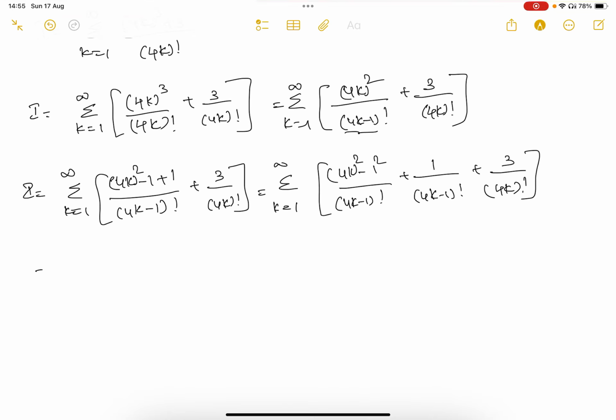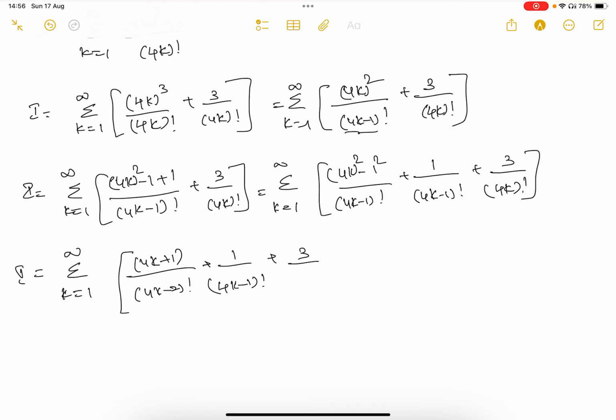Then I is summation k equal to 1 to infinity. This can be written as (4k minus 1) into (4k plus 1), right? Then 4k plus 1 by (4k minus 1)! can be written as (4k minus 2)!. Then 4k minus 1 will go off, right? (4k minus 2)!. Then the second term will be 1 by (4k minus 1)! plus 3 by (4k)!.